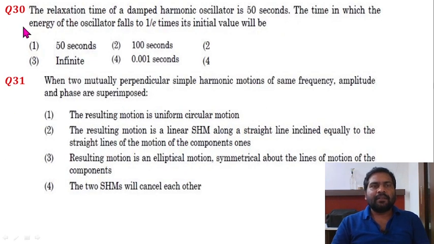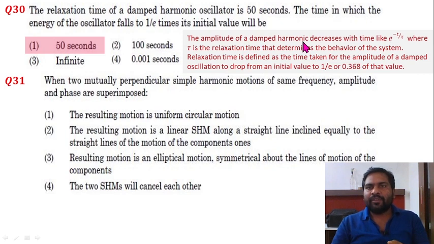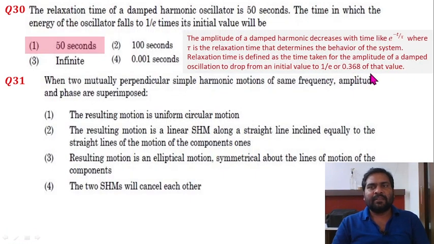Question 30. The relaxation time of a damped harmonic oscillator is 50 seconds. The time in which the energy of the oscillator falls to 1 by e times its initial value will be? The amplitude of a damped harmonic oscillator decreases with e raised to power minus t divided by tau, where tau is relaxation time. And relaxation time is defined as the time taken for the amplitude of a damped oscillator to drop from its initial value to 1 by e or 0.368 of that value.